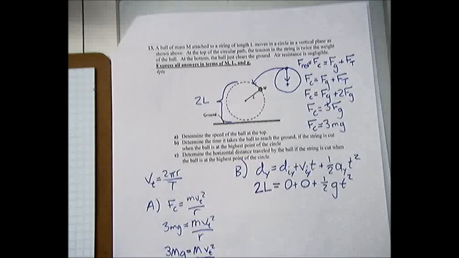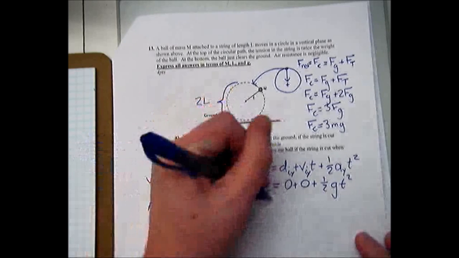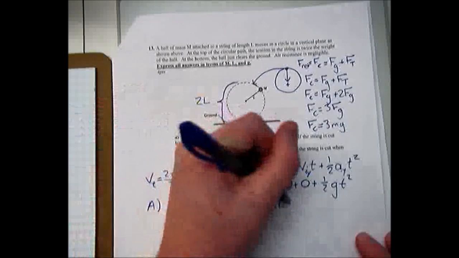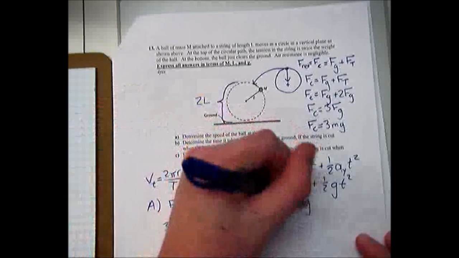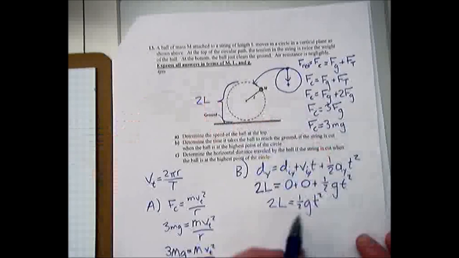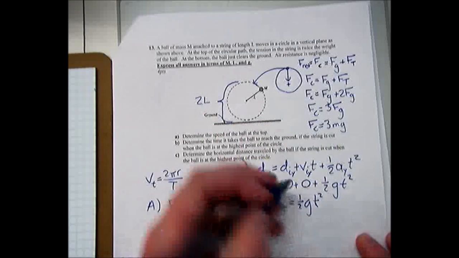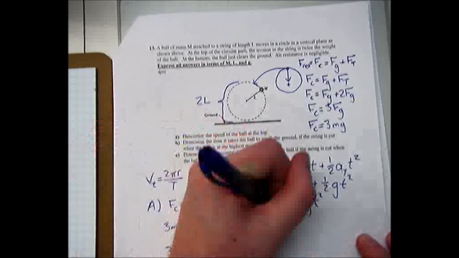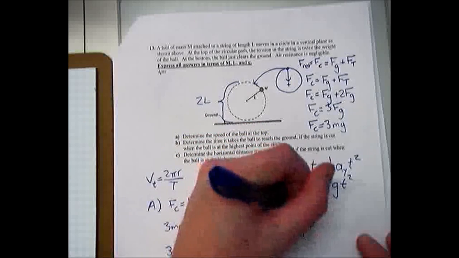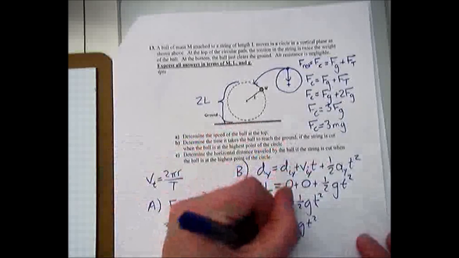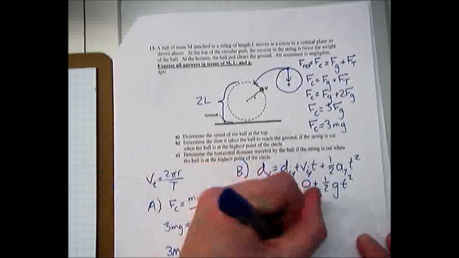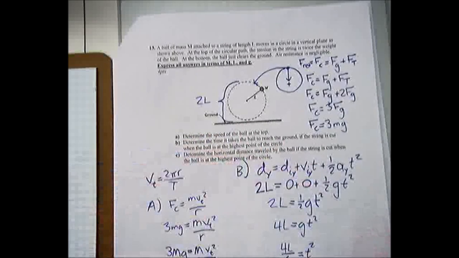So that's everything that we can plug into the equation. It looks messy, but it's just basic algebra. That's all there is to it. So we got 2L over here is equal to 1 half gt squared. I'll do it one step at a time. We have 1 half in front, so if we multiply both sides by 2, that gets rid of that. So we have 4L is equal to gt squared. If I get rid of the g, we have 4L over g is equal to t squared.